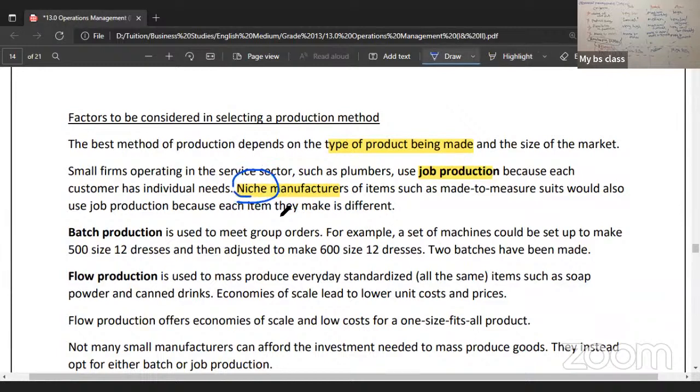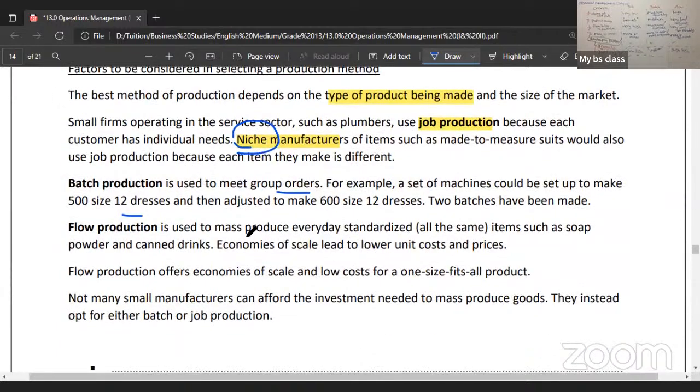It's something to be explained in detail, but at this point, it is a market that no one has addressed or approached yet. So then you have to go with the job production. Likewise, a tailor-made product, which is fully customized. And the job production to meet the group orders, for example, a set of machines could be set up to make 500 of size 12 dresses, and then it could adjust to 600 for size 12 dresses. So you are producing in batches.